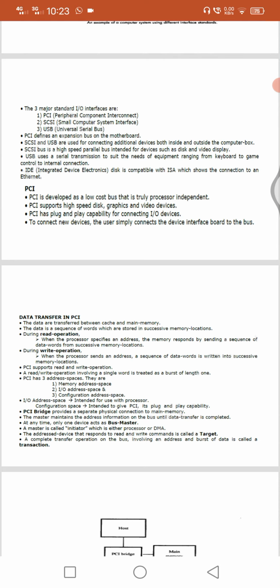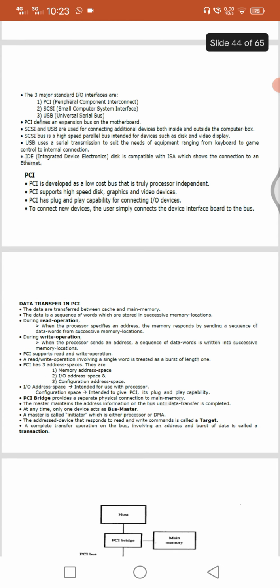Here also we have read operation and write operation. During a read operation, when the processor specifies an address, the memory responds by sending a sequence of data words from successive memory locations. During a write operation, when the processor sends an address, a sequence of data words is written into successive memory locations. PCI supports read and write operations. A read or write operation involving a single word is treated as a burst of length one.